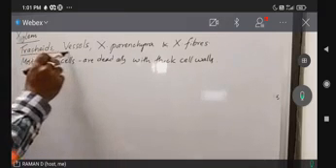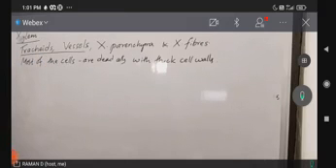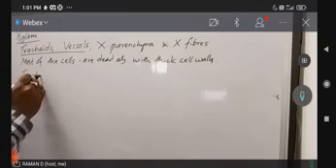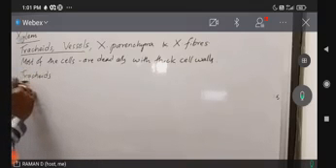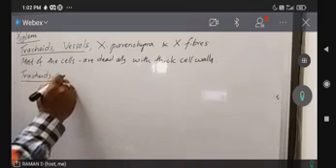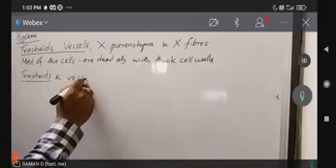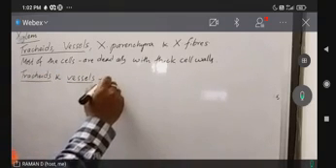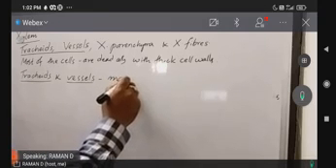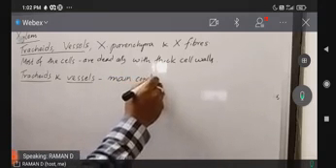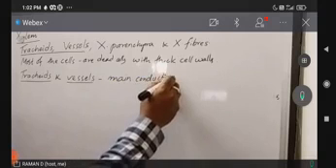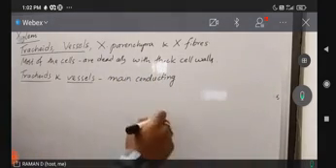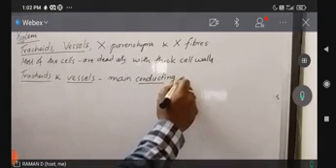Coming to the function of each and every element. Tracheids and vessels are the main conducting elements of xylem. Main conducting elements means water and minerals are transported vertically.